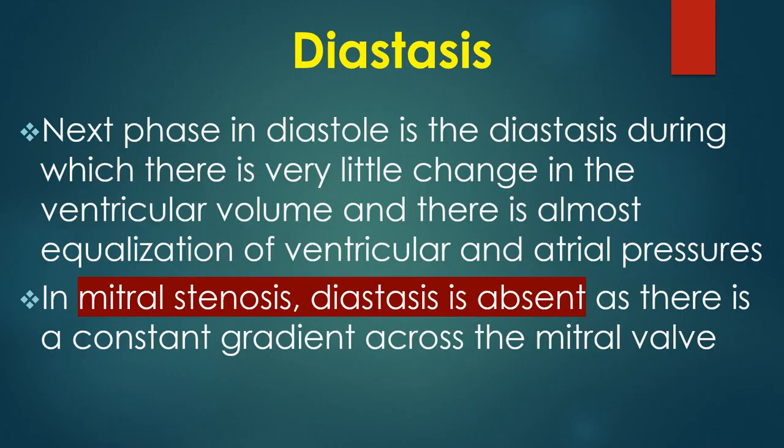Next phase in diastole is the diastasis, during which there is very little change in the ventricular volume and there is almost equalization of ventricular and atrial pressures. In mitral stenosis, diastasis is absent as there is a constant gradient across the mitral valve.